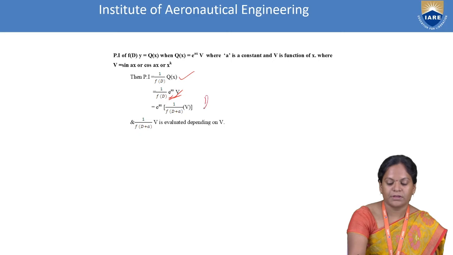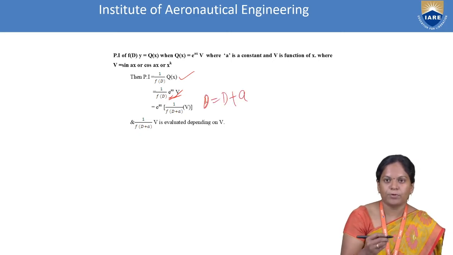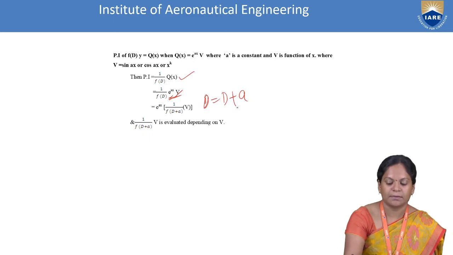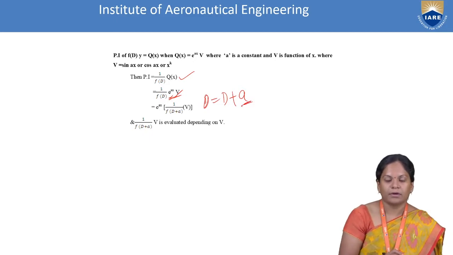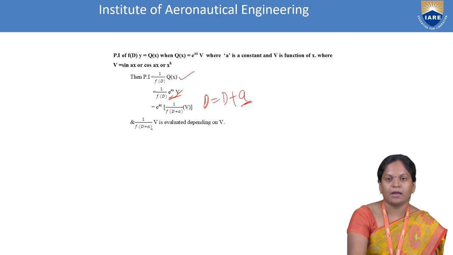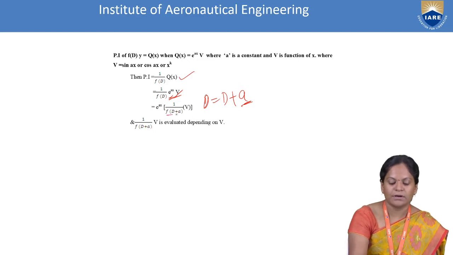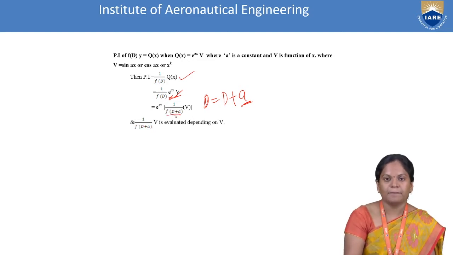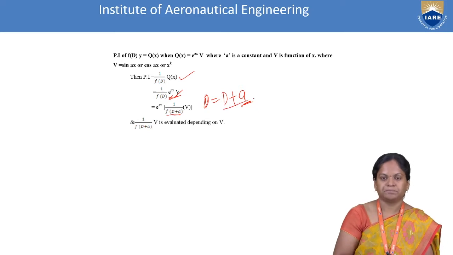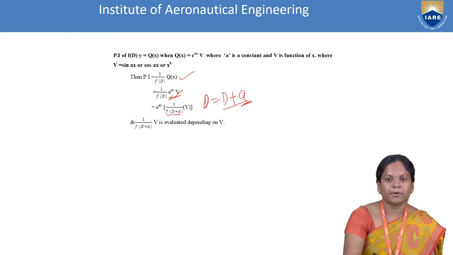In place of d, replace d plus a. Here a is nothing but the coefficient of x in e power x, which is a. So write e power x on the left-hand side, and replace whatever d is in the denominator with d plus a. So it is nothing but 1 by f of d plus a into v.